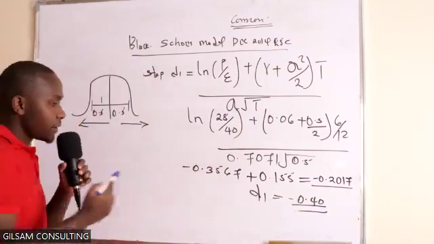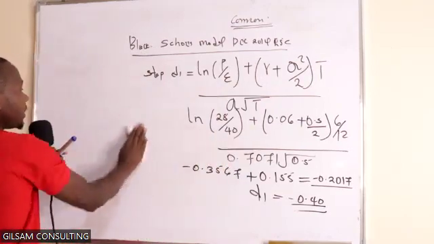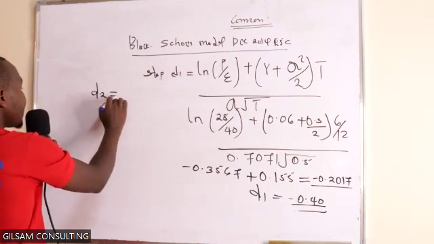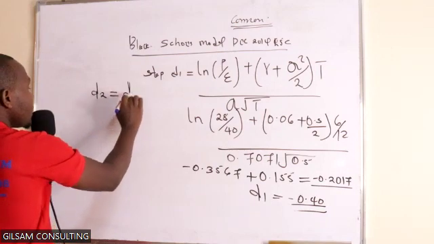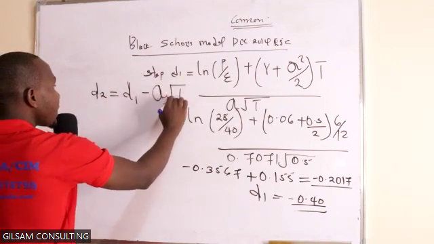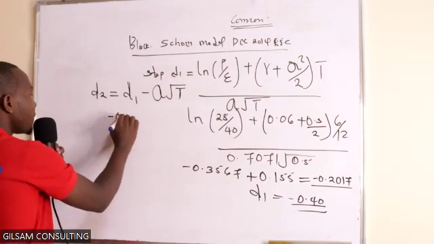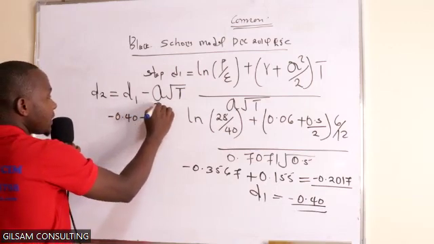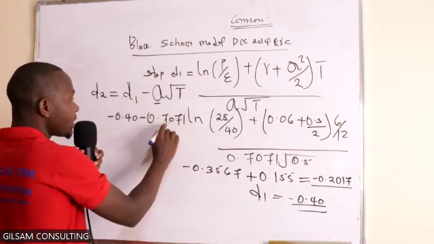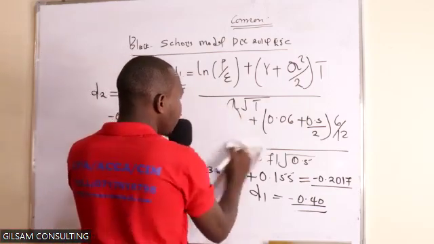So after getting our D1, we have to get D2. How do we get D2? You take D1 minus the standard deviation times root time. So I will take negative 0.4 minus the standard deviation we had found, 0.7071.